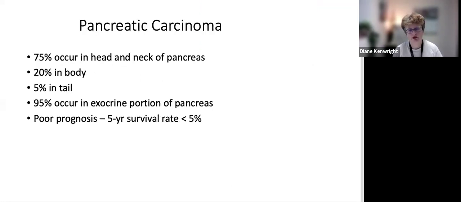One of the reasons why this is very, very difficult to operate on is 75% occur in the head and neck of the pancreas. And it's there with all those important and delicate structures that it spreads into early and becomes inoperable. Some are in the body, a small amount are in the tail. Of all pancreatic carcinomas, most of them are ductal carcinomas. They arise from the ducts. There are very few carcinomas that arise from the acini, but mostly pancreatic carcinoma is pancreatic ductal carcinoma.